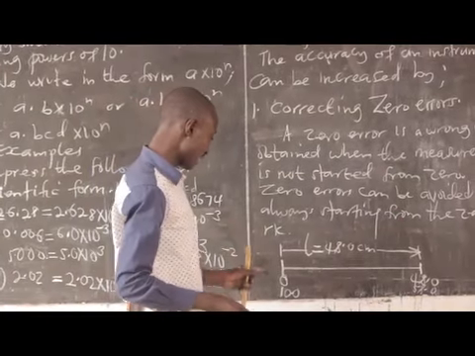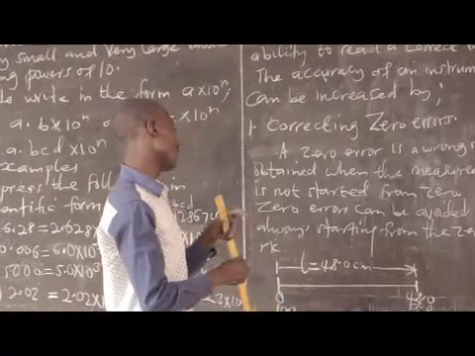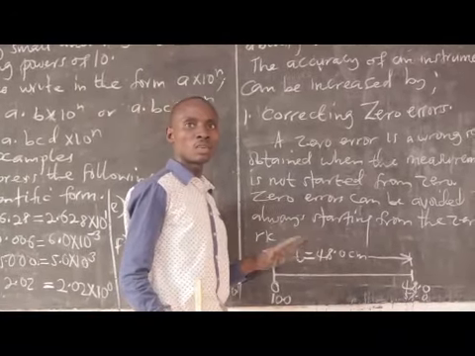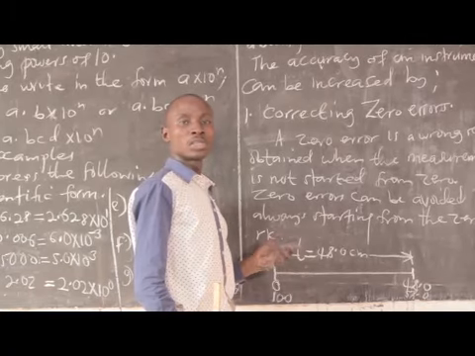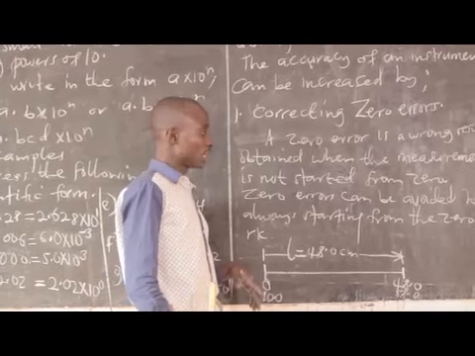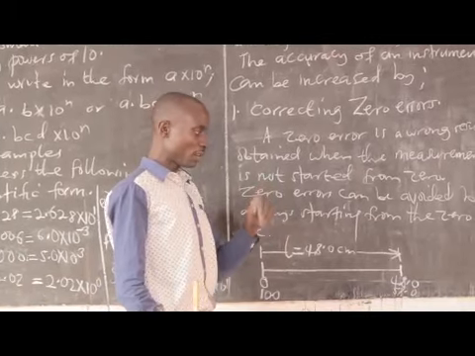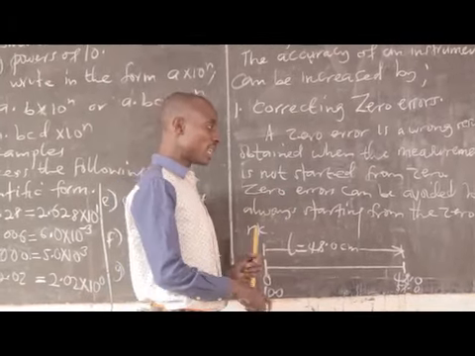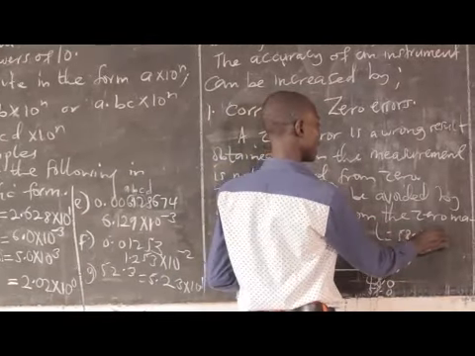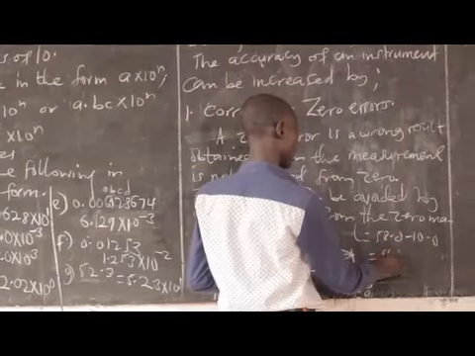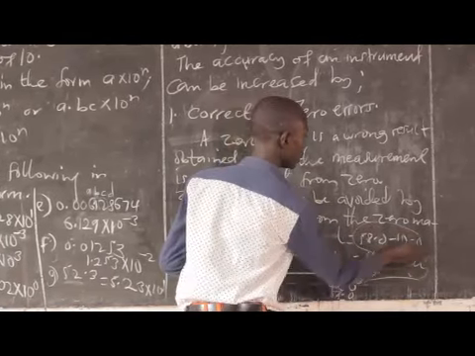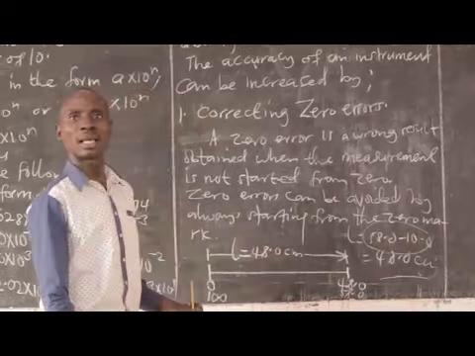Now, in that case, you can't say that the length of this line is 58.0. That value will be wrong due to zero errors. You have not corrected zero errors. You will get a corrected value if you say that length now is 58.0 minus 10.0 to go back to 48.0 centimeters.